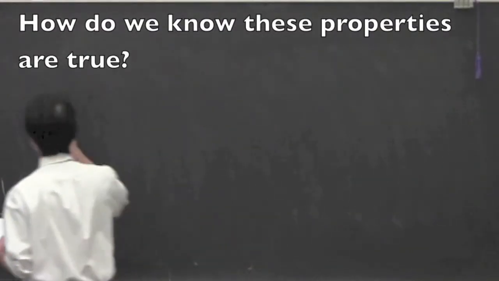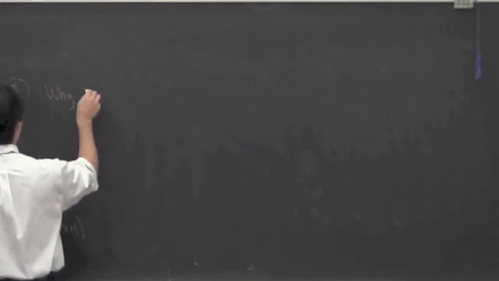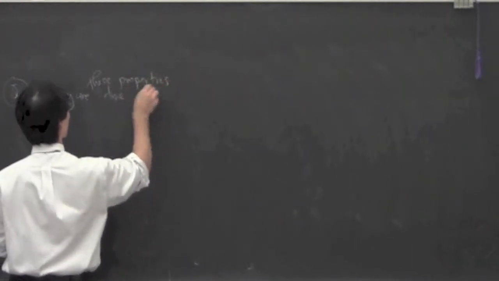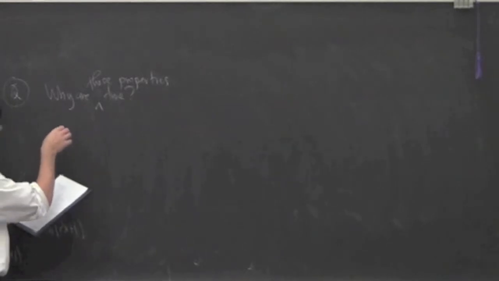Let me try and give some idea of why we should believe these properties. Why are these properties true? The log of a product is the sum of the logs of the factors. The log of something to a power is the power times the log. And that seems maybe sort of mysterious. But the way you want to think is like this.